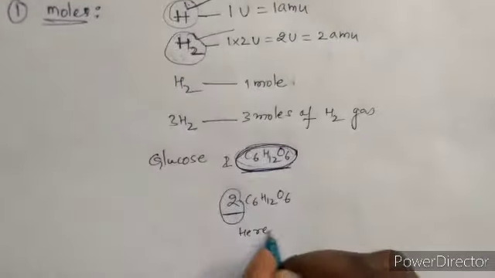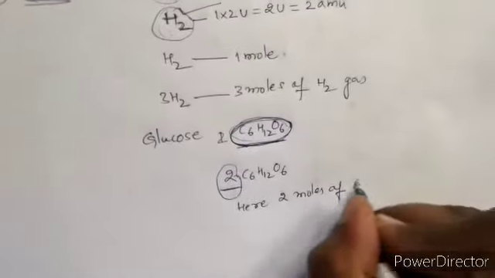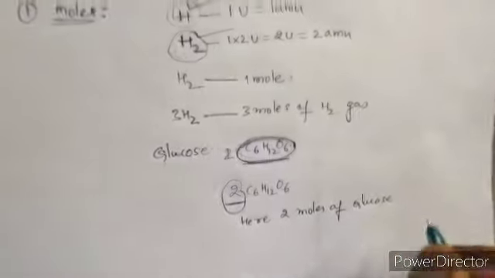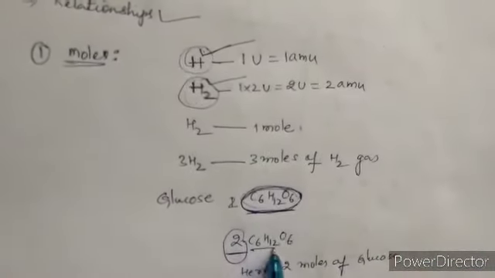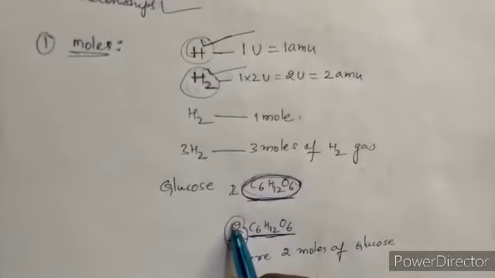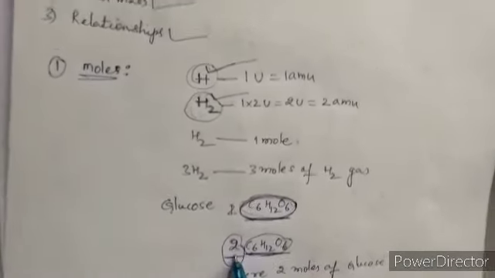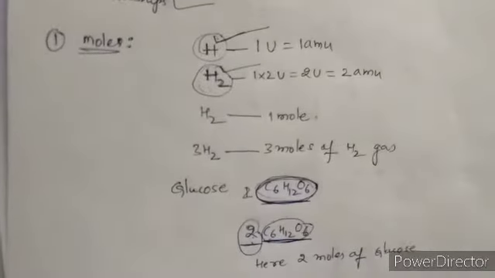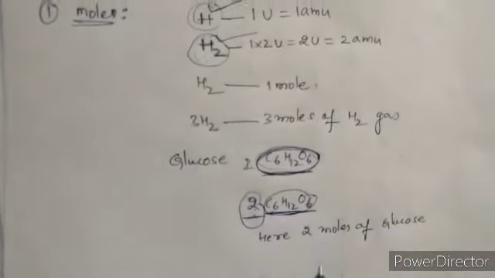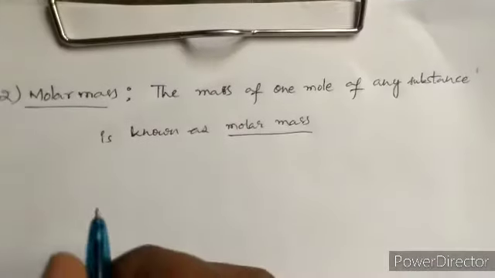2 moles of glucose. This one only single C6H12O6. So if you write before this formula any number, that is mole. Now you have idea. So next we will go to second one.